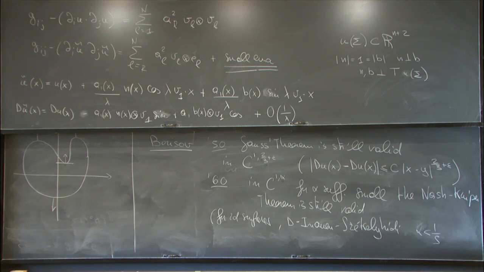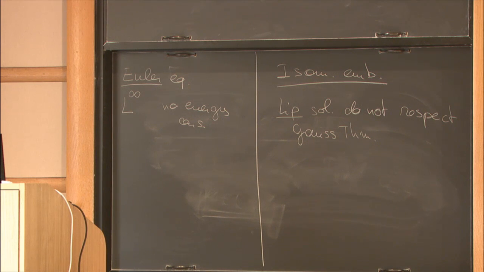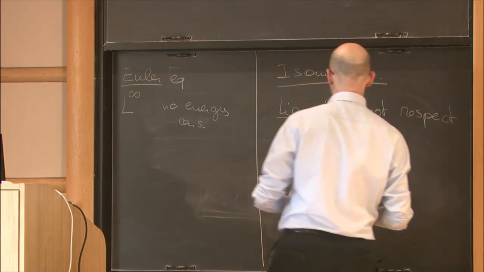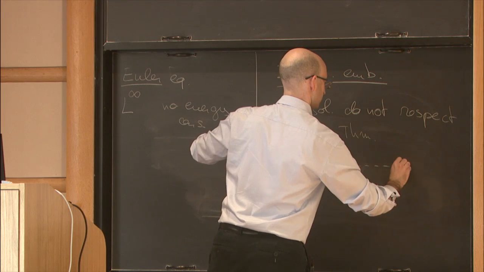For the isometric embedding, what you actually know is that Lipschitz solutions do not respect Gauss theorem, right? That's pretty obvious, because when I'm folding the paper, I'm actually introducing a curvature which is very singular there. Whereas if I have a nice surface, for instance a flat surface, the curvature is identically equal to 0. Now, what Nash is telling you is that even a C1 solution might not respect Gauss theorem.